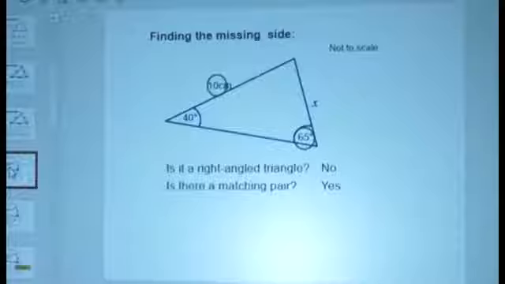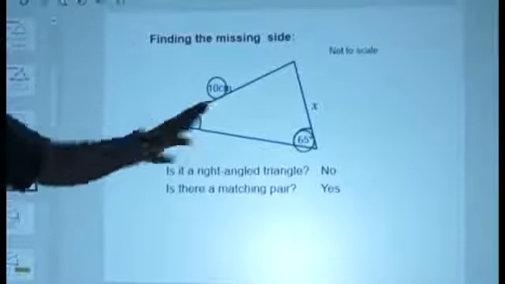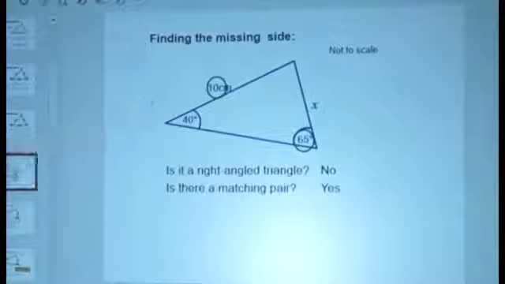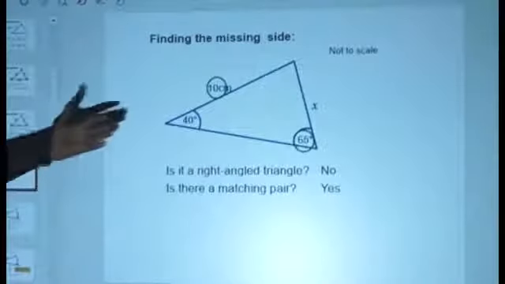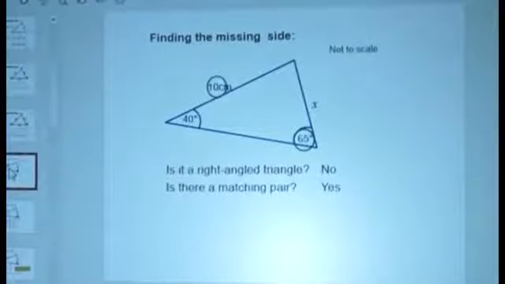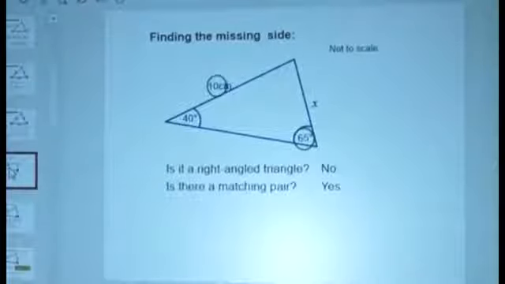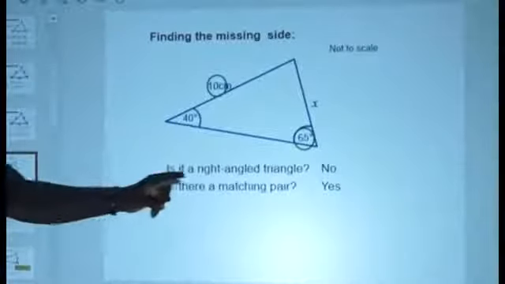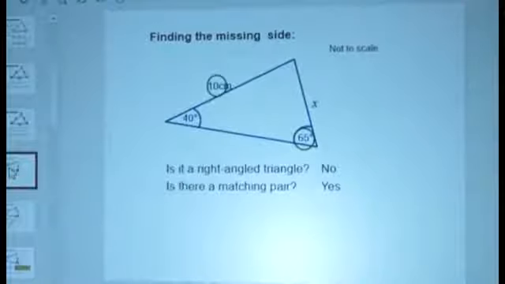Finding the missing side, not to scale. Then the question is, do we have angle 90 there? No, there is no angle 90 here. Hence, you can't use Pythagoras rule. Neither can you use SOHCAHTOA. Is there a matching pair? We learn how to study.